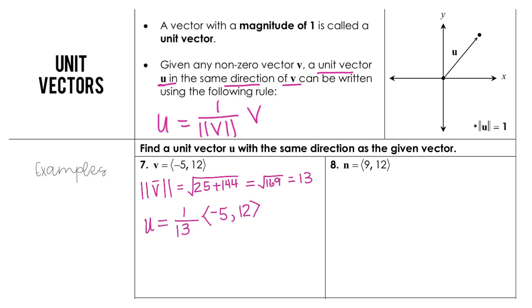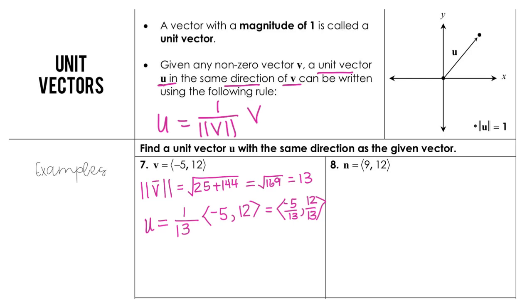And so once we do that scalar multiplication there, we're going to have negative 5 over 13, comma 12 over 13. And that's going to be our unit vector.